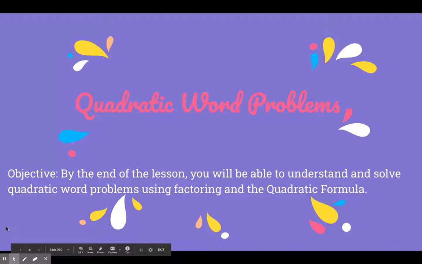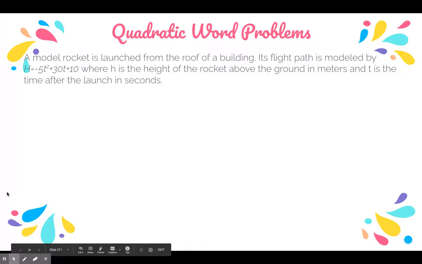In this video, I'll explain how to graph by hand and with a calculator quadratic word problems, how to interpret them, and how to solve them using the quadratic formula, the vertex formula, and factoring. So let's get started. The first problem is a model of a rocket launched from the roof of a building. Here's its flight path modeled by the equation, where h represents height and t represents time in seconds after the launch.